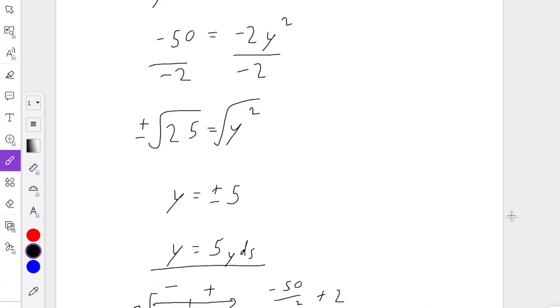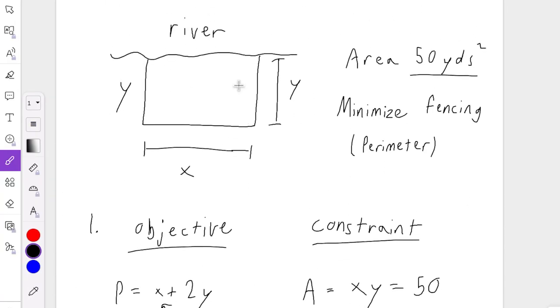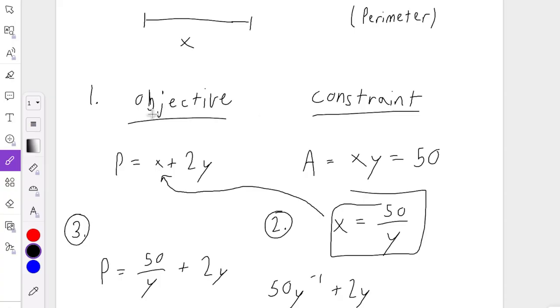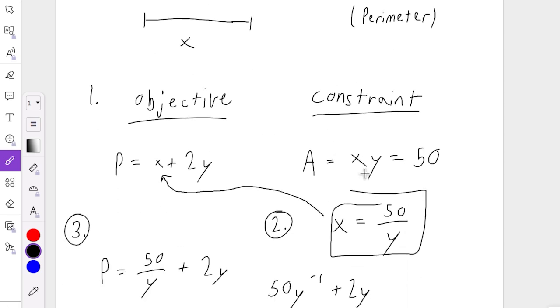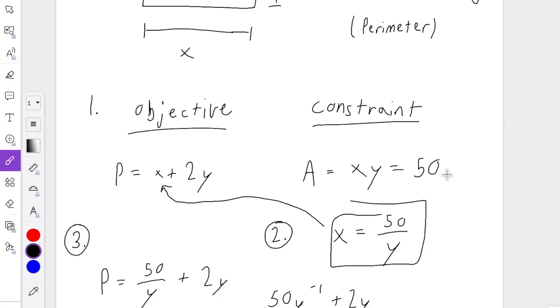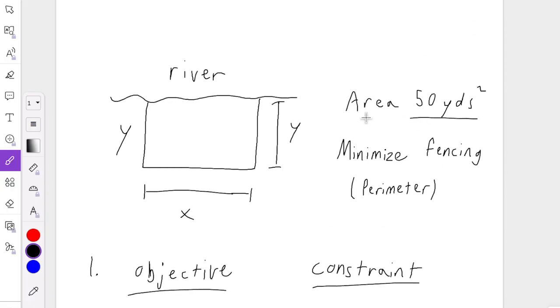Again, just to quickly go over how we solve this optimization problem. The picture is kind of optional. Obviously, a picture helps, so if they don't give you a picture, I would probably draw one. The first real step is finding the objective and the constraint equations. Remember, the objective is always the thing we're solving for, in this case, perimeter. And the constraint is almost always going to be the thing with the number next to it. By that, I mean the area was 50 yards squared.